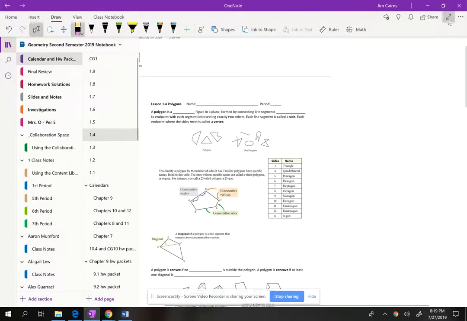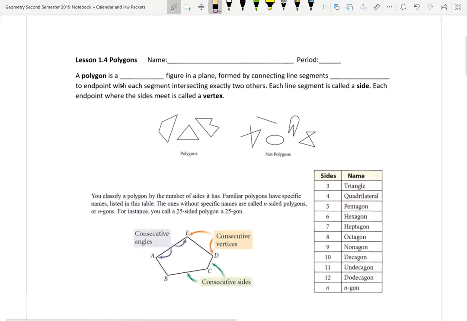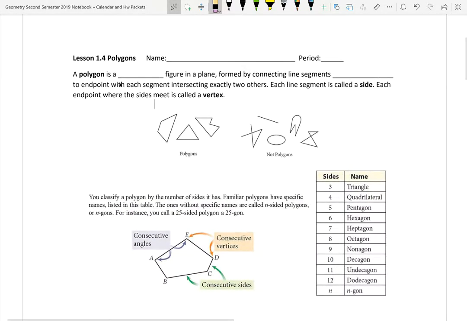Okay, welcome to lesson 1.4 on polygons. A polygon, well, it's what a pirate says when he loses his parrot. Polygon, polygon, polygon.